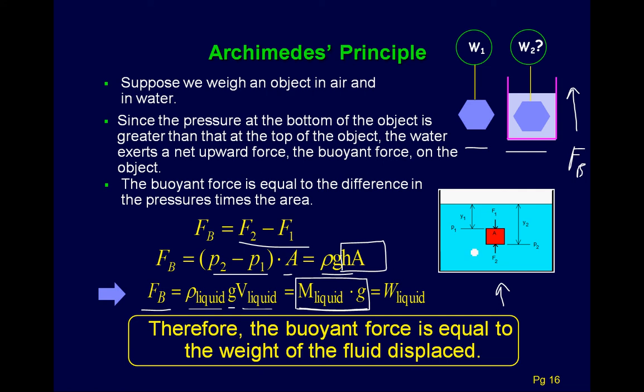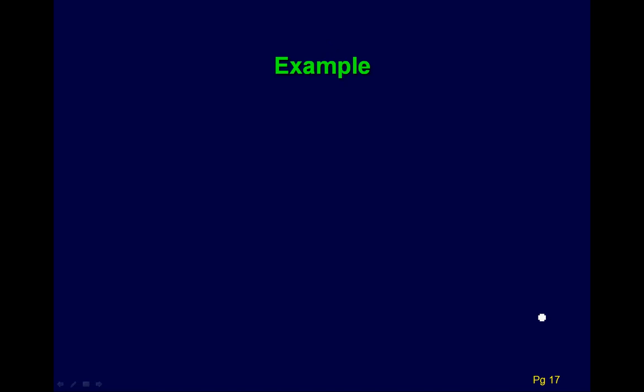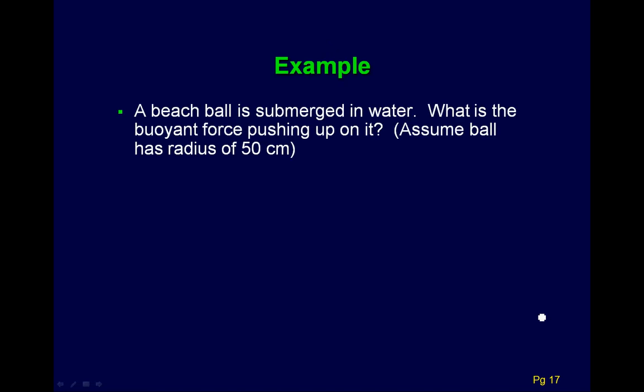What that means is, this block over here has some volume. When it's put into the water, it displaces the water, and if I could weigh the water that it displaces, that weight would be how much the force is pressing up on it. So basically the buoyant force is equal to the weight of the fluid displaced, and we'll talk a lot about this in class. For an example, suppose you want to submerge a beach ball in water.